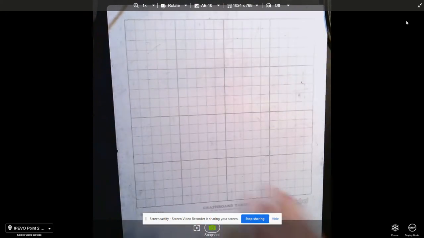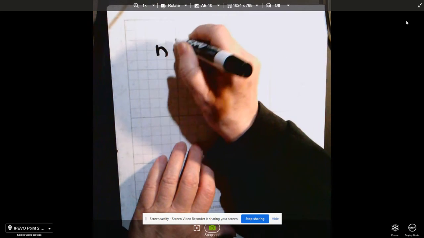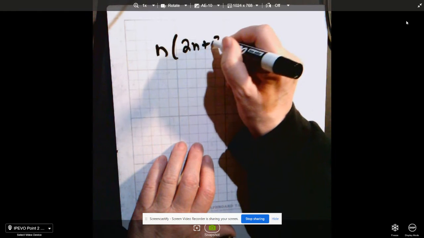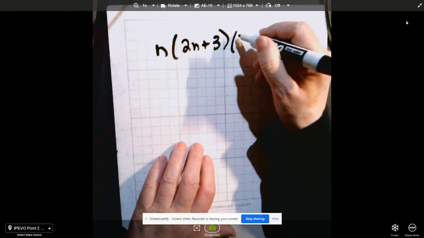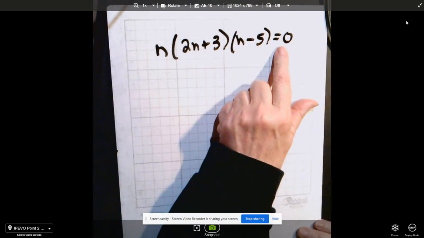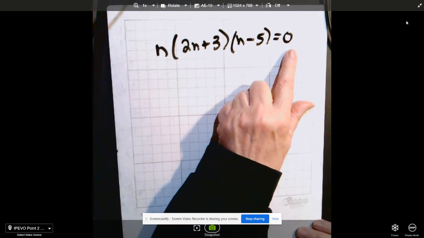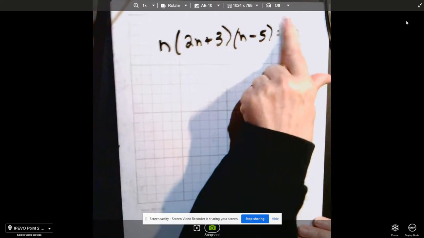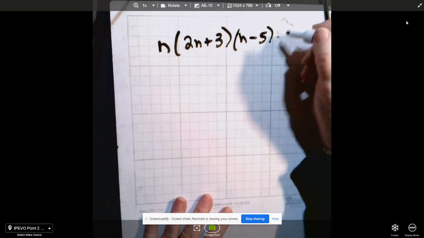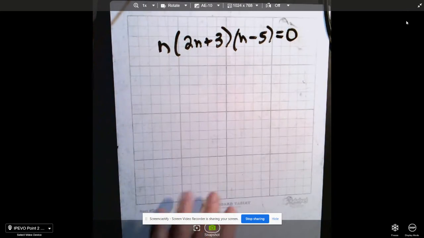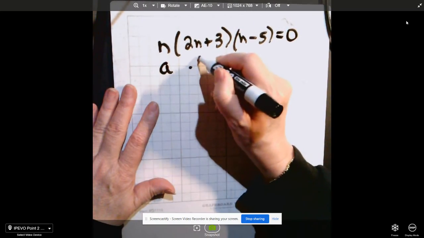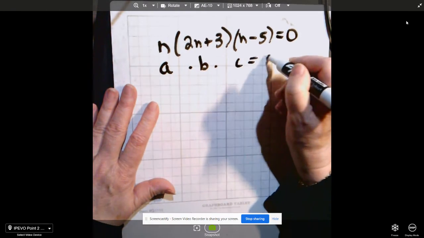They give you another example here where they have a couple more things. They have a greatest common factor n that was taken out, times 2n plus 3, and n minus 5 equals 0. Remember that it has to equal 0 in order to solve it. If it was just like this, you couldn't actually solve it because it's an expression, not an equation. But they give it to you as an equation. So now you actually have three things. It's sort of like saying A times B times C equals 0.